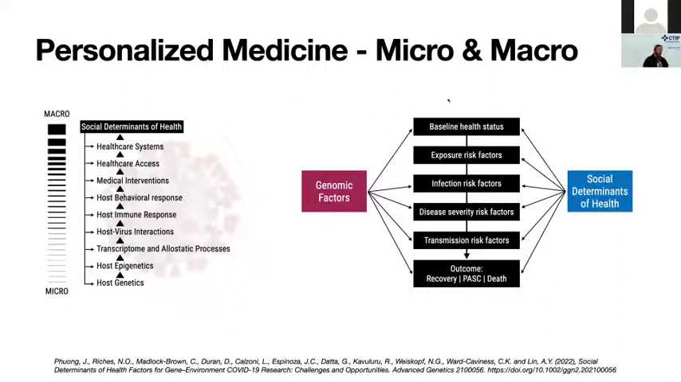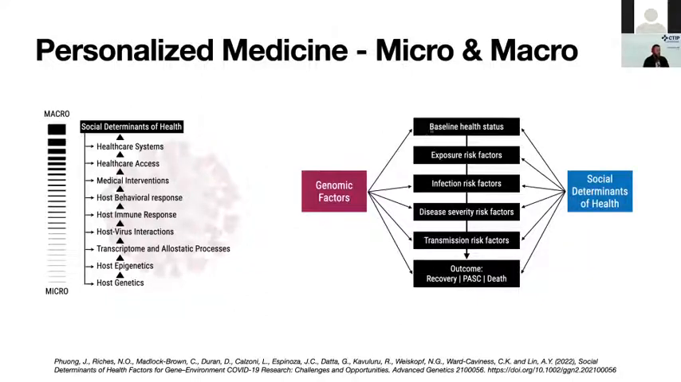Same thing if you think about the evolution of the disease, right? If we think about COVID-19 infection as a stepwise process, you have your baseline health status, you have exposure risk factors, you have infection risk factors. Once you get infected, you have disease severity risk factors, transmission to others, and then an outcome, right? And very broadly speaking, the outcomes can be, you can either recover, you can develop PASC, post-acute sequelae of COVID, or you can have death.